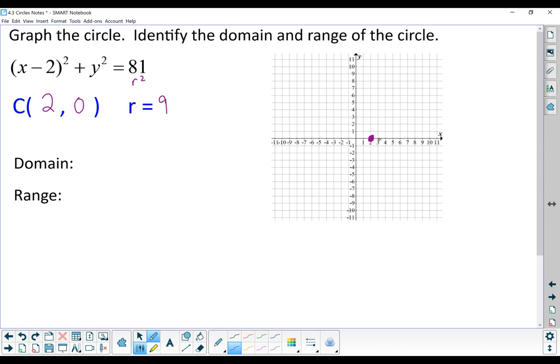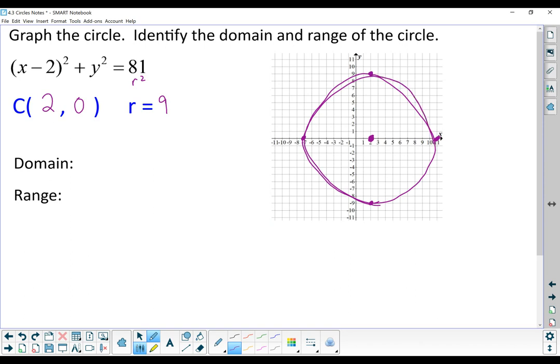So counting out 9 in each direction, 1, 2, 3, 4, 5, 6, 7, 8, 9, barely fits. And up, 1, 2, 3, 4, 5, 6, 7, 8, 9. Back 9, and down 9. Oh, I like the small circles better. That's hard to count all those out. Okay, and then here is my not very beautiful circle. Hopefully yours look a lot better than mine.